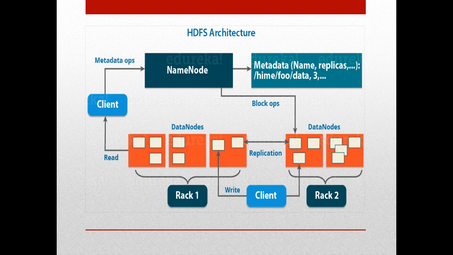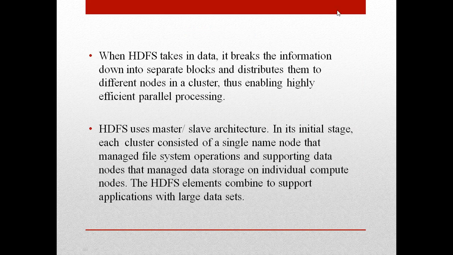So the HDFS takes the data in and breaks it down into separate blocks or clusters and distributes them into different nodes. So it enables highly efficient parallel processing. At a single time we can access multiple data. HDFS uses master slave architecture, as the name node is the master and the slaves are the data nodes. In its initial stage, each cluster consisted of a single name node that manages file system operations and supporting data nodes that manage the data storage on individual compute nodes. The data nodes are managed by the name node. The HDFS elements combine to support applications with large data sets.